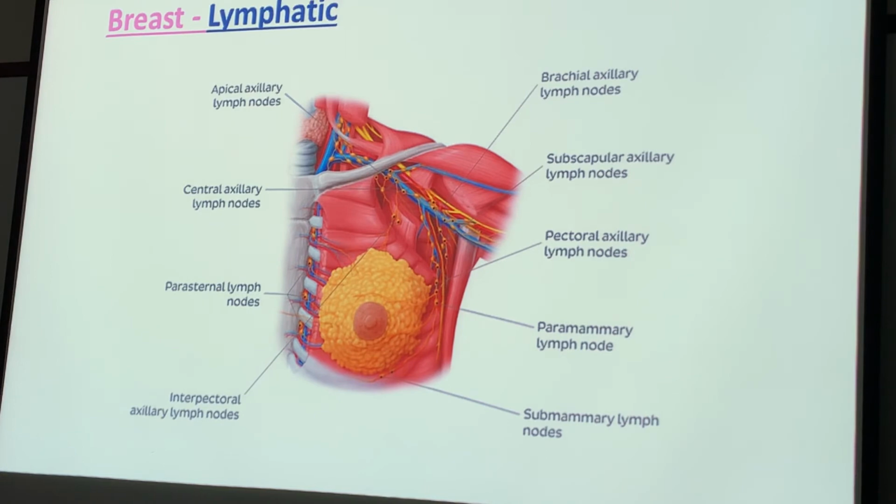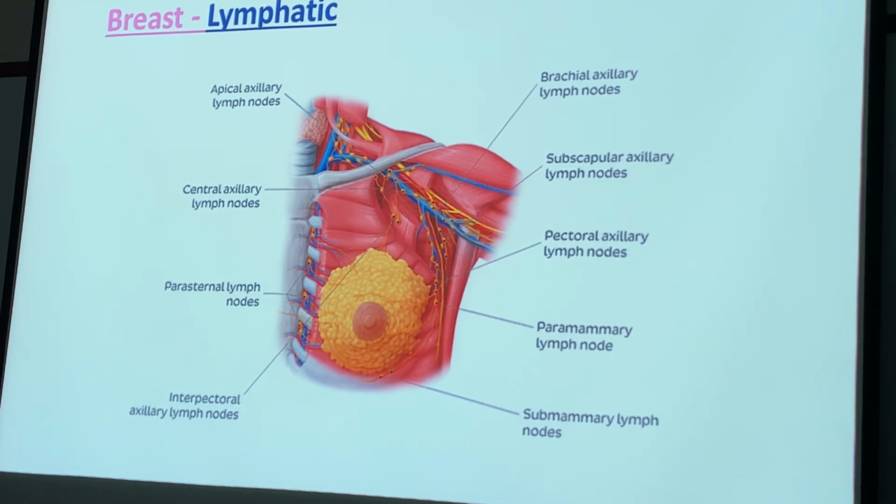And here's just some images of our cluster of lymph nodes. See right here, guys, in the axilla, we have all of these different axillary lymph nodes: brachial, subscapular, and pectoral. All of these are axillary lymph nodes right there. So that's the main source of drainage of lymph from the breast tissue itself.